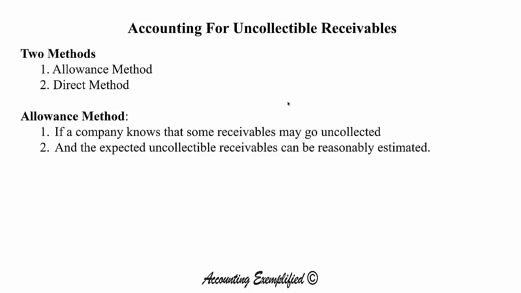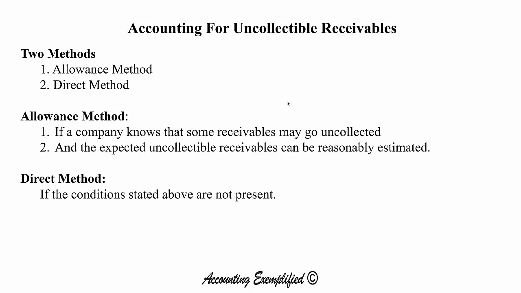Now, what is the allowance method, and when does the company use it? This method is used by all the corporations. If a company knows that some receivables may go uncollected, and if the company can reasonably estimate these future uncollectible receivables, then the allowance method is used. The direct method: if the conditions stated for the allowance method are not present, then the company can use the direct method. Most of the time, companies will be using the allowance method.